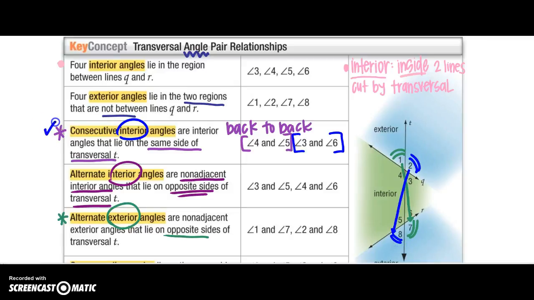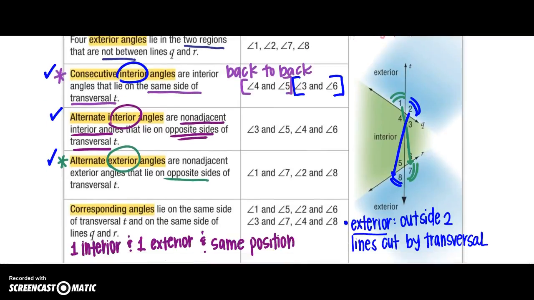So we have consecutive, we have alternate interior, alternate exterior, and our last one is going to be corresponding angles. So corresponding angles lie on the same side of the transversal and on the same side of our line. So I need 1 interior, 1 exterior, and they are in the same position.